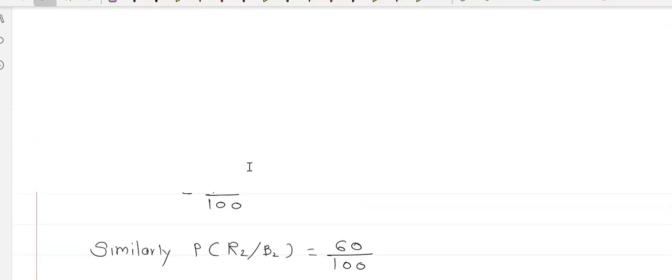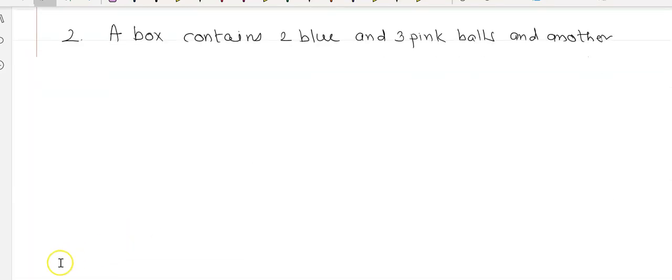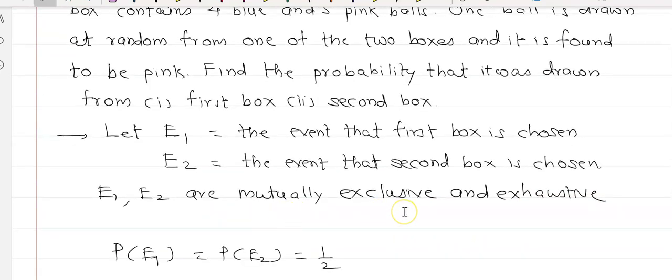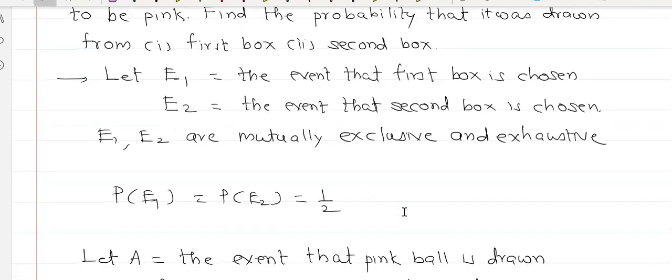Now in the first problem there was not the condition that a bag is chosen first, second or third. But here we have the condition that it is chosen. Therefore, E1 is the event that the first box is chosen, E2 the event that the second box is chosen. E1 and E2 are mutually exclusive and exhaustive. Therefore, probability of E1 is equal to probability of E2, which is 1 upon 2.